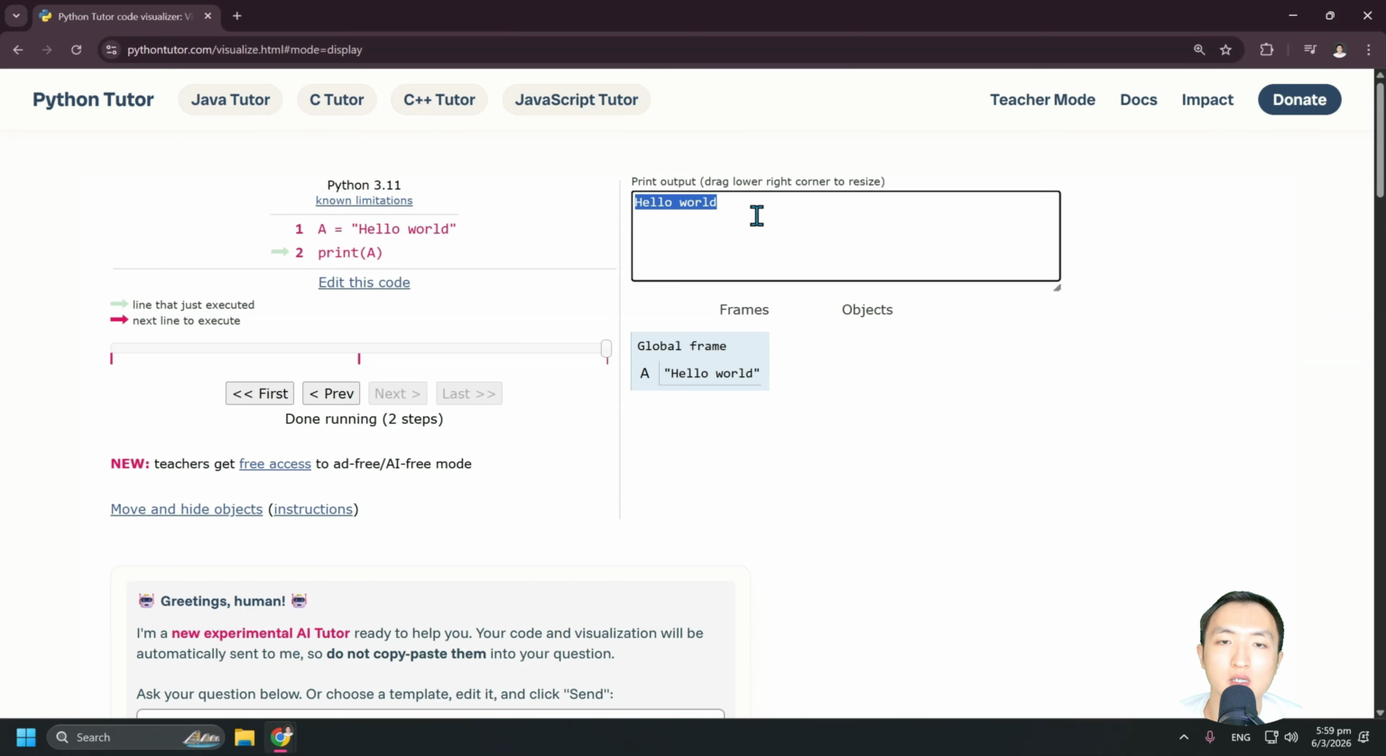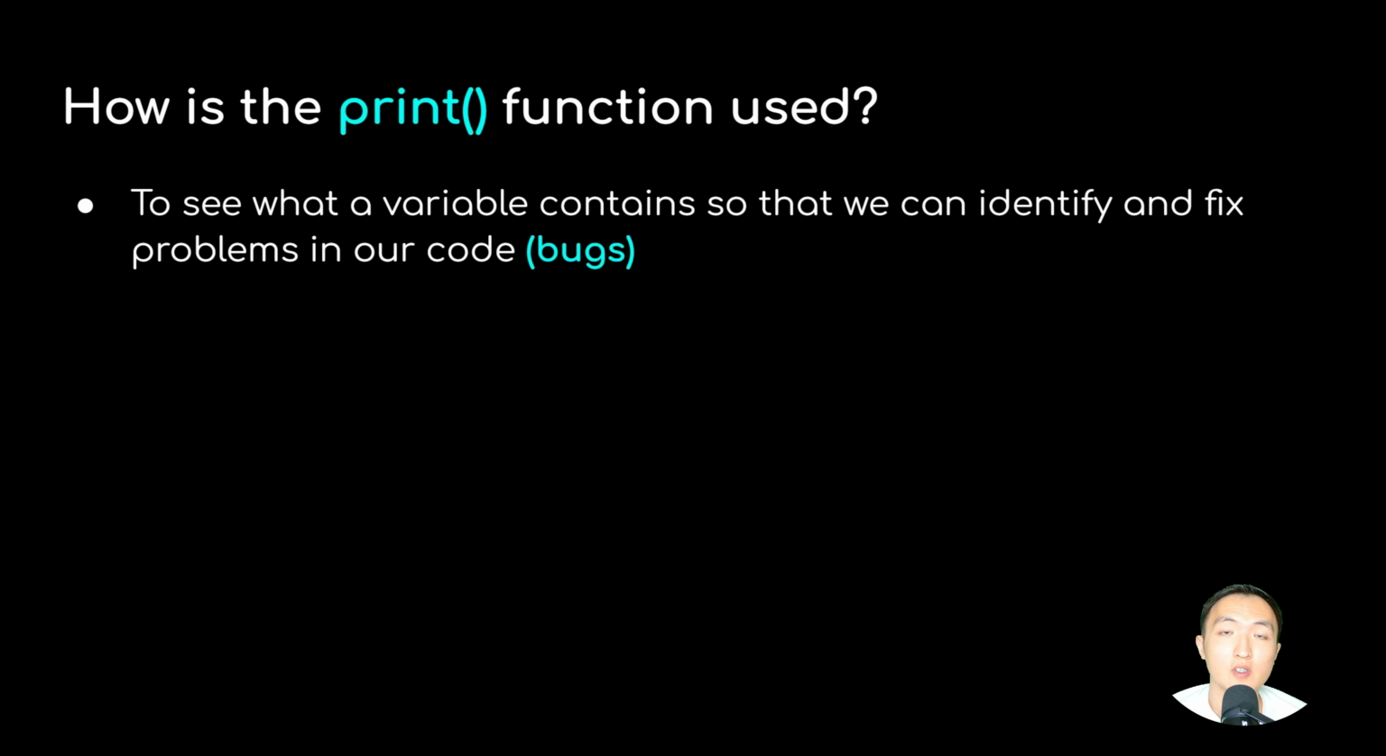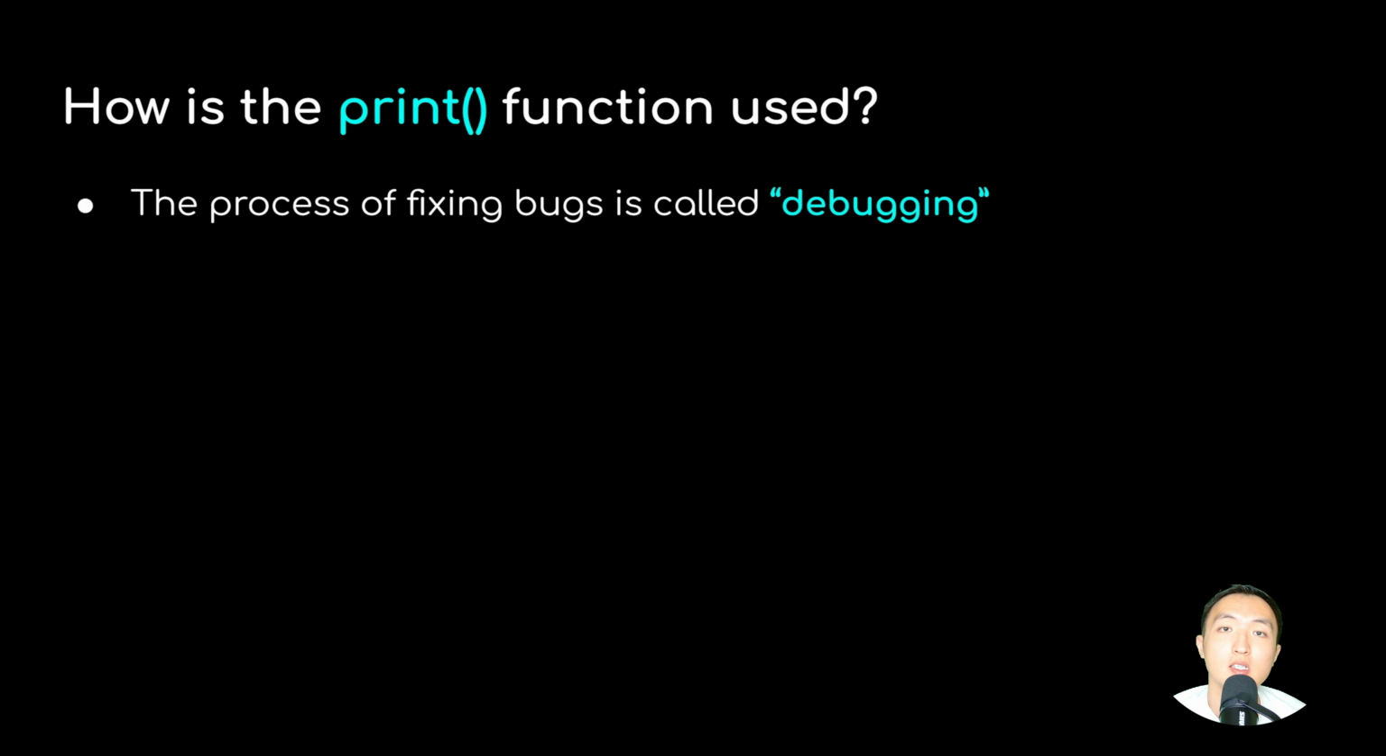And notice that the hello world that's printed over here doesn't include the double quotation marks that are a part of the string. Essentially, when we run the print function on a string, it doesn't display the quotation marks when it's printing. The print function is often used to see what a variable contains so that we can fix problems in our code. Those problems are called bugs. The process of fixing those bugs is called debugging.